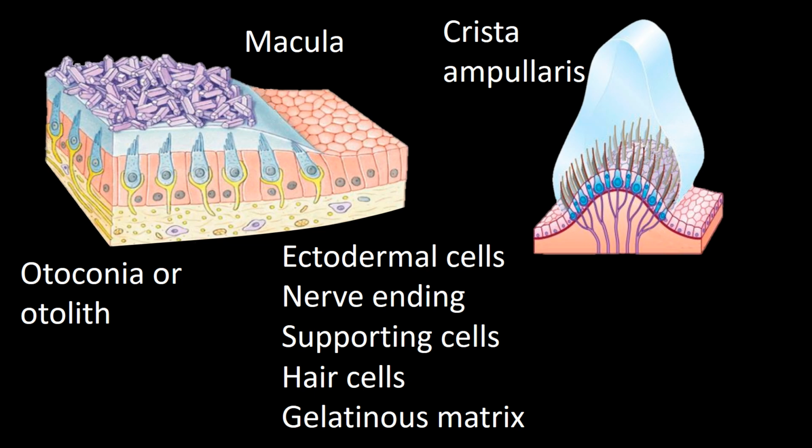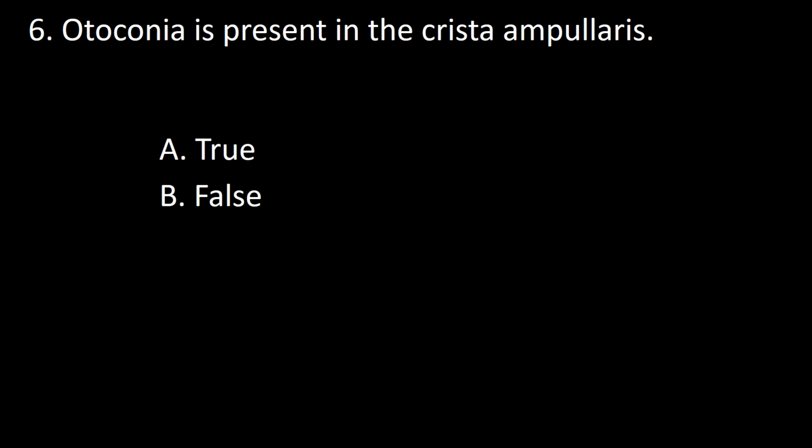Macular organs are often referred to as static labyrinths since they are involved with gravity. The crista ampularis are often referred to as the kinetic labyrinth. The macula is also involved in linear acceleration. The crista ampularis is involved with angular acceleration. So the answer to this question is B.